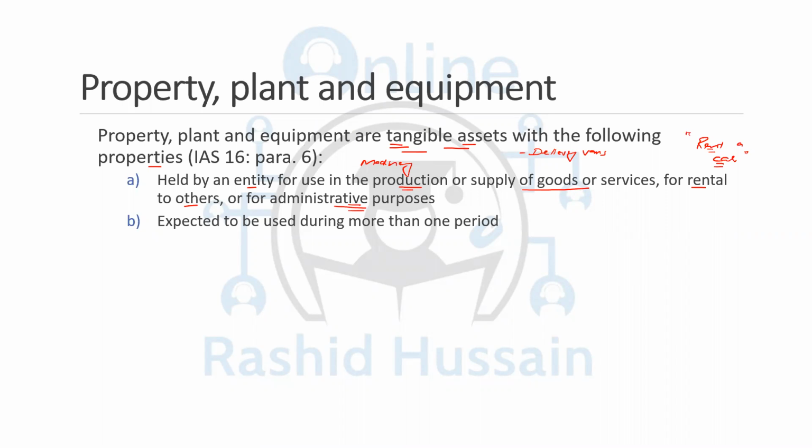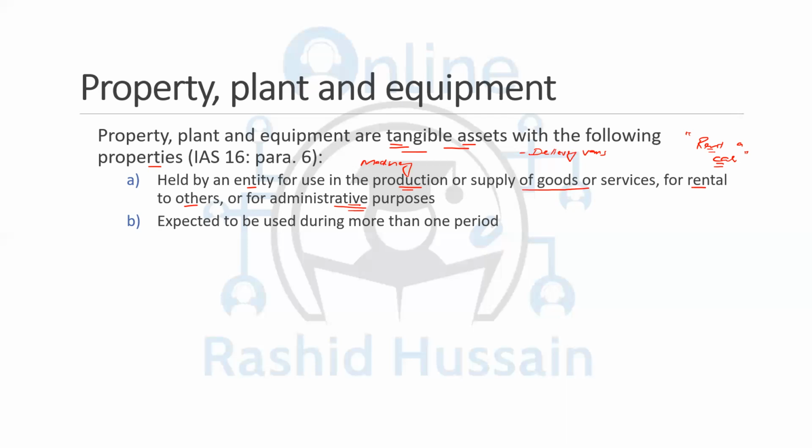So IAS 16 property, plant, and equipment are the tangible assets which are held by the entity for production. For example, the machinery, the assembly lines. Assembly lines are a full plant and machinery, where a lot of machinery is connected together. Or for supply of goods or services, for example, delivery vans. Or for rental to others, such as the rent-a-car arrangement.